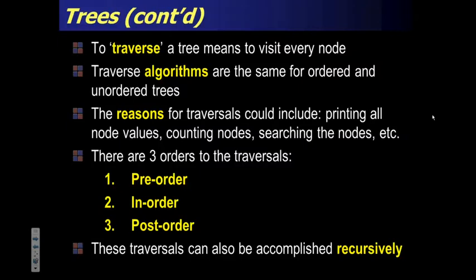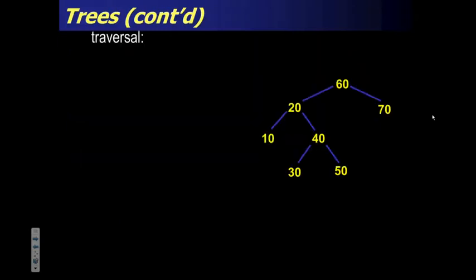But if we just randomly inserted the nodes, and we didn't worry about that, the traversal would also be the same, okay? Now, the reason you'd traverse a tree would be printing the nodes, counting the nodes, searching the nodes, etc. We happen to be using it right now for printing purposes, for turning it into a string. But the 3 traversals, pre-order, in-order, and post-order, are very similar to what we studied in stacks and queues about those different forms of equations, okay? But this is a recursive process.